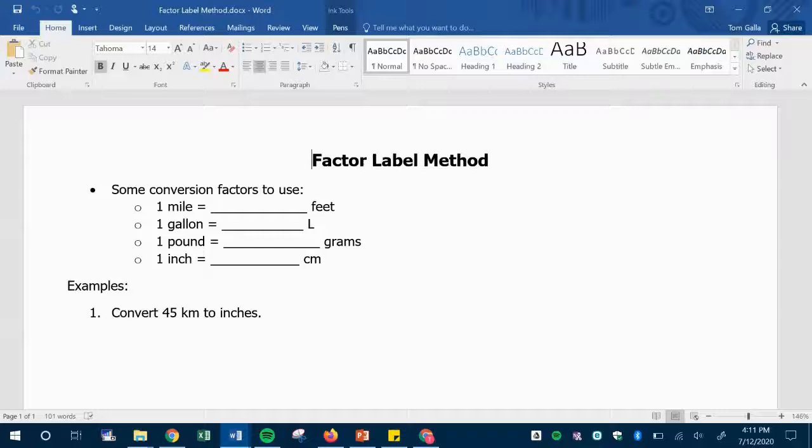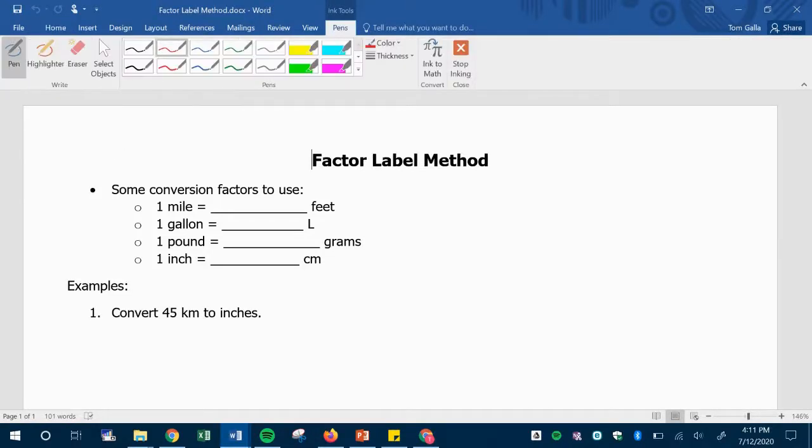Factor label method. Now, the factor label method, this is probably the most important thing that you guys will learn in this class. The factor label method is our way, in chemistry, to perform pretty much all of our calculations except for ones that have equations, like density has an equation. And so we use the factor label method a ton in chemistry to solve for different things. We're going to start off with just some conversions between units.